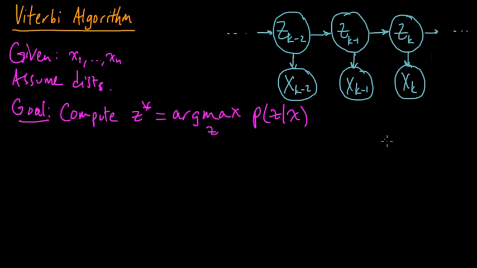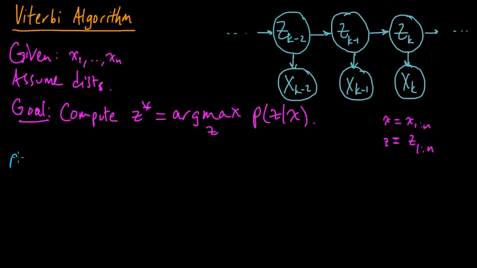So here I'm using z for z1 to n and x for x1 to n, all the x's. So that's what we're going to do in the Viterbi algorithm. And it turns out to be very similar, actually. It applies very similar ideas to the forward and backward algorithms.